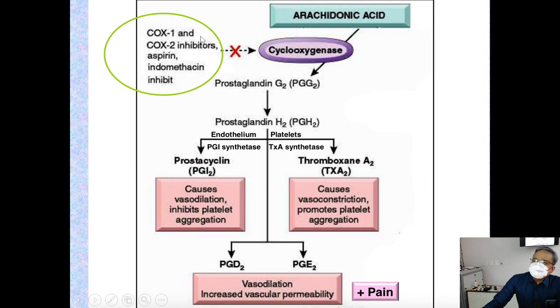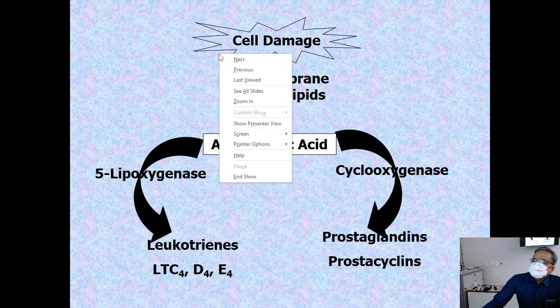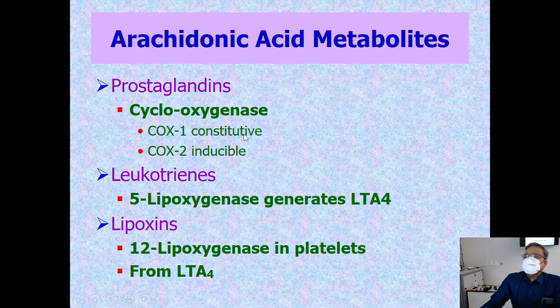So COX-1 is constitutive and COX-2 is inducible. The inducible one is the one which you normally want to prevent. You don't want to prevent all COX when you want to give an inhibitor. So can you name a cyclooxygenase inhibitor? Have you done it in pharmacology? Aspirin. So what about a COX-2 inhibitor?